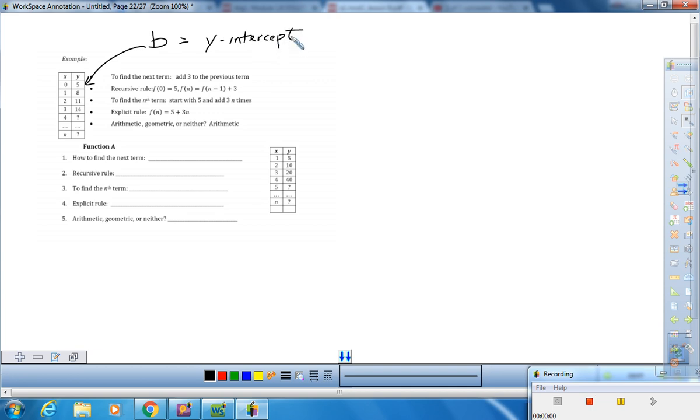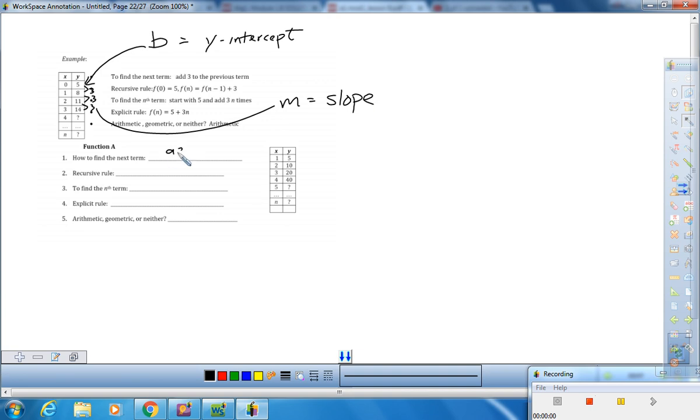Where here, since this is arithmetic, it goes up by 3, up by 3, up by 3. That is your slope. And that's going to be the key to these arithmetic ones. I can tell you right now, the geometric ones are going to be harder. So we're going to have to look for a good pattern here.